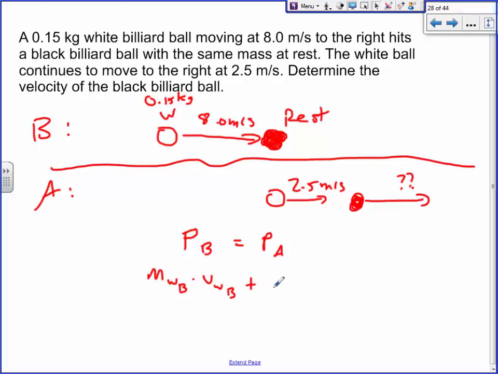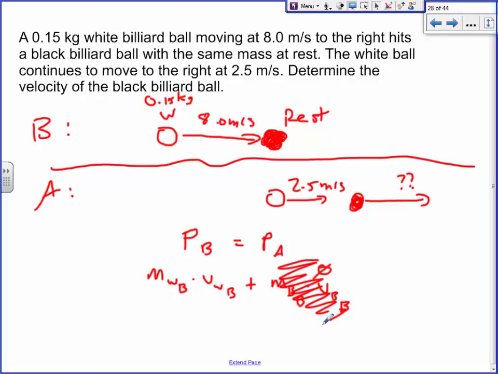I could also then try to figure out the momentum of the black ball. So then there's the mass of the black ball before times the velocity of the black ball before. But actually, this is kind of silly to do, right? Why? Because it was at rest, right? So even though the black ball did have a mass beforehand, since its velocity was zero, we could basically have just ditched this whole thing.